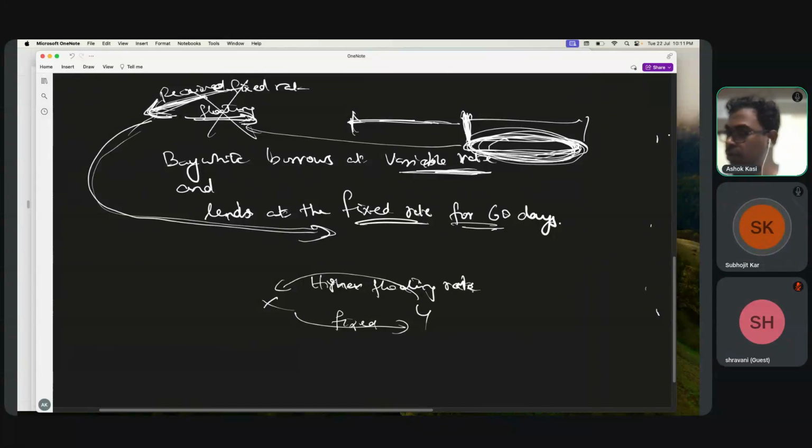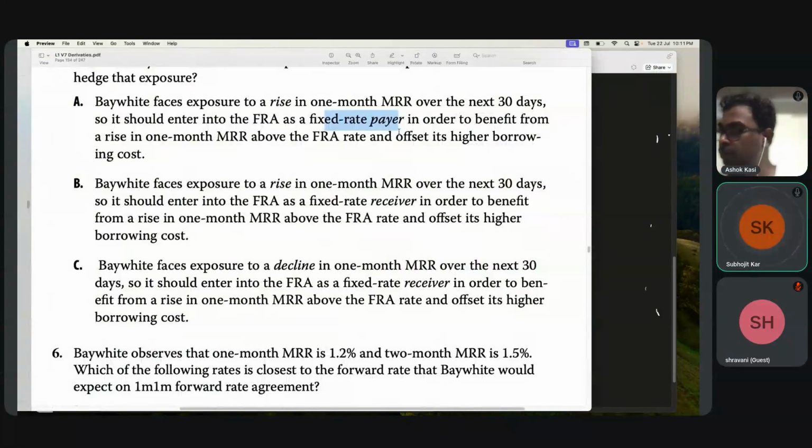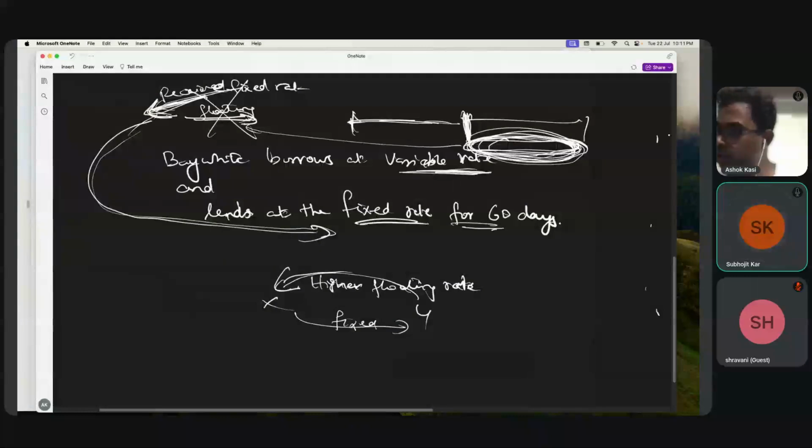Like there are three people here, right? How will this be? They will get higher floating rate and they are paying less. They're paying a fixed interest. Okay, so here, how is this wrong?